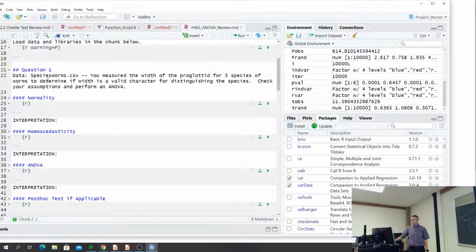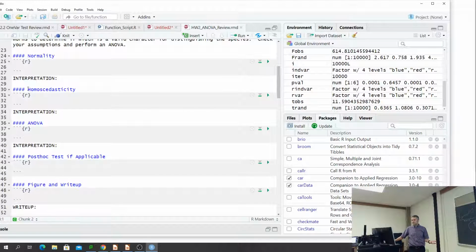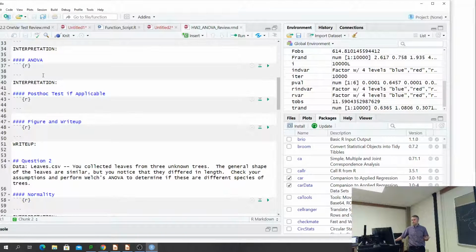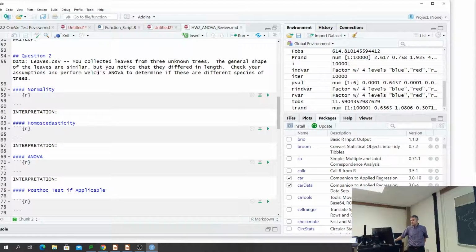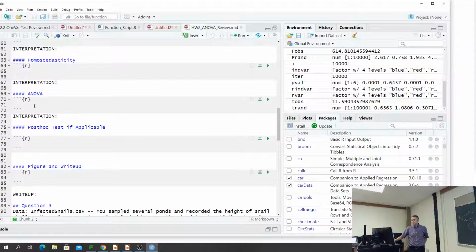All right, so here it's like species worms, describes what the data set is. All right, check your assumptions and perform an Anova. So you're going to check your normality, homoscedasticity, run your Anova. All right, and post hoc test if applicable. So if you don't get a difference in the Anova, don't run your post hoc test. Number 2, I tell you to run Welch's. But again, if you don't get a difference, don't run your post hoc.